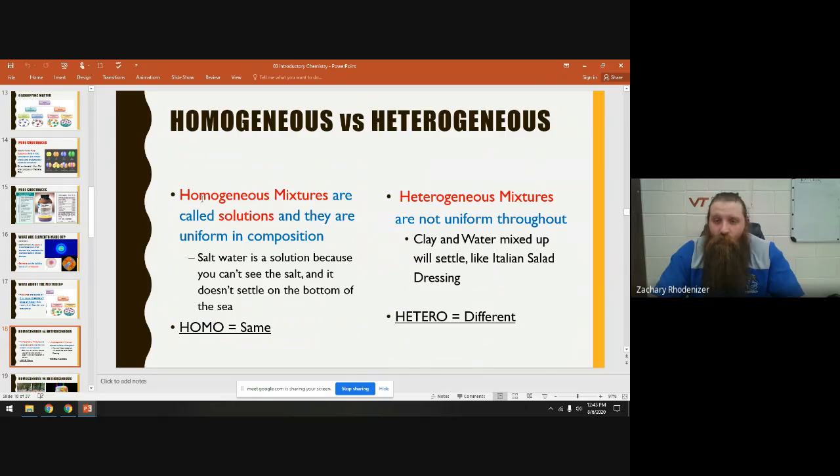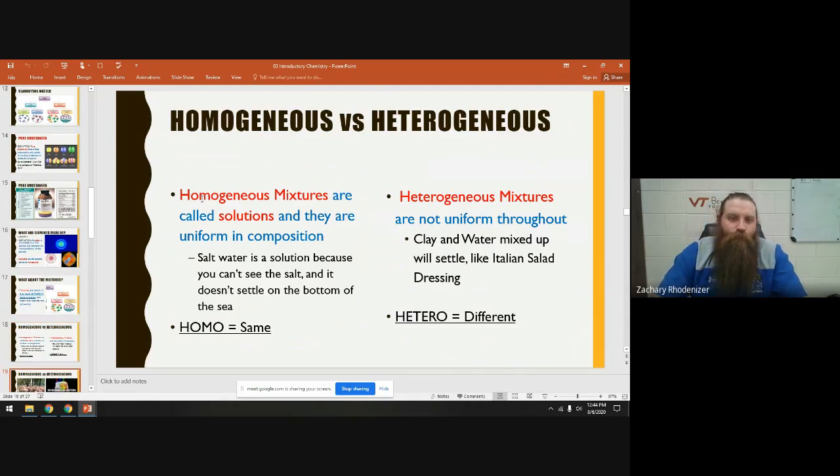is a homogeneous mixture. On the other hand, you have heterogeneous mixtures. Hetero means different, so they don't look the same throughout. Italian salad dressing is a great example of a heterogeneous mixture, because if you leave it sitting there, it settles. Muddy water, great example, right? If the mud is clay, you leave it sitting there, it settles to the bottom. You step in it, you get the big cloud of clay that comes up, but eventually it settles back out. So that's the big difference between homogeneous mixtures and heterogeneous mixtures.